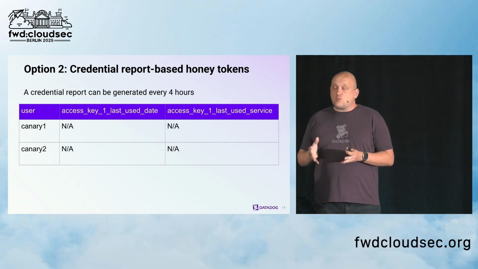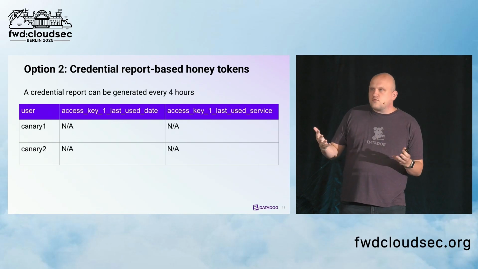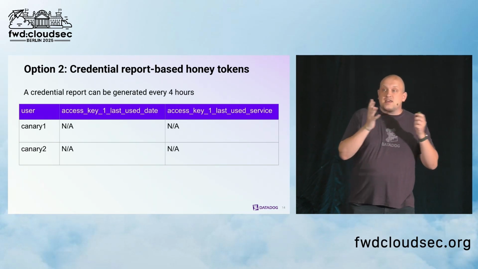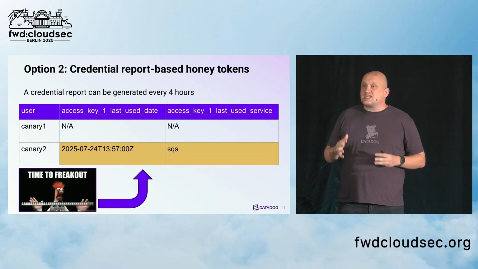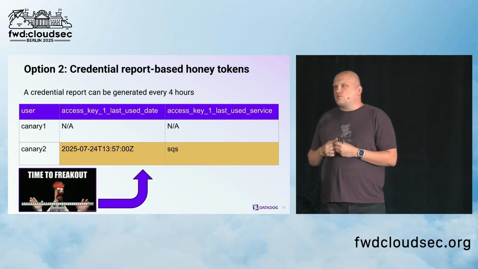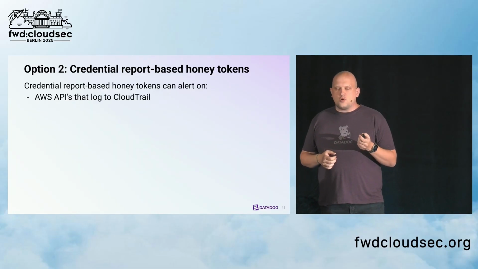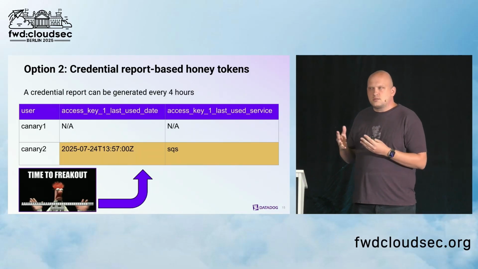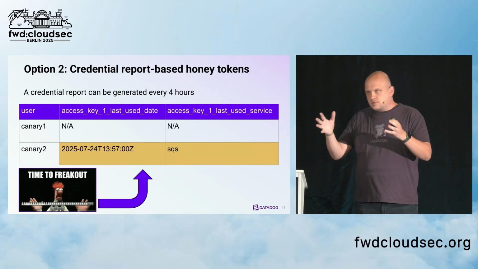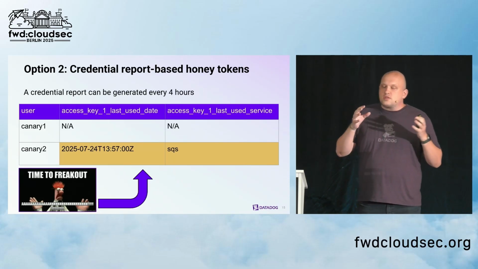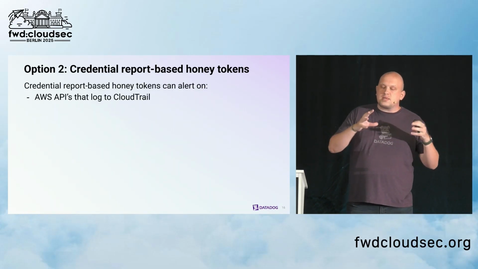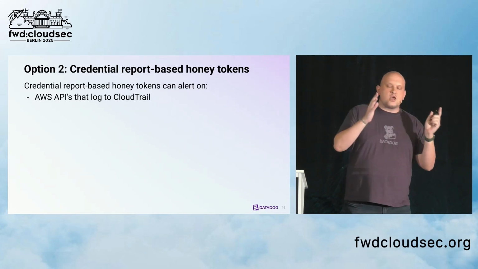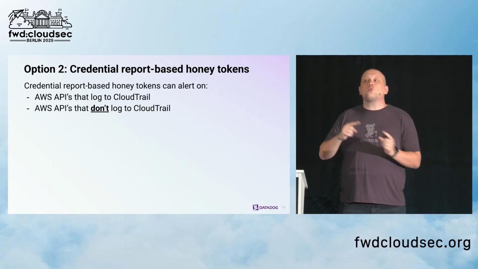And the reason for that is what we can do is set up automation to run every 4 hours, looking to see if that column or that particular row has changed. If it has, we know that that token has been used, and we can go react to that behavior. And so you might say, well, Nick, this is cool, but like, what does this give us that CloudTrail-based honey tokens don't? Well, it's important to know, and the reason it's a really good idea, is the credential report-based honey tokens will be updated or will alert on APIs that log to CloudTrail. It will also update or alert on things that don't log to CloudTrail.